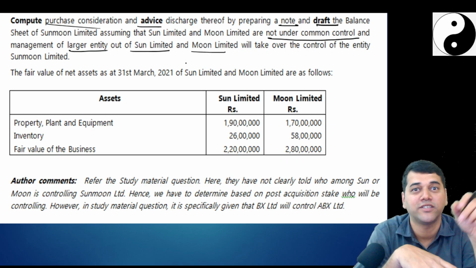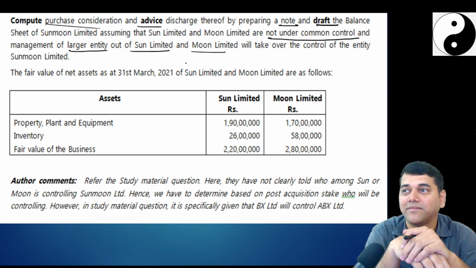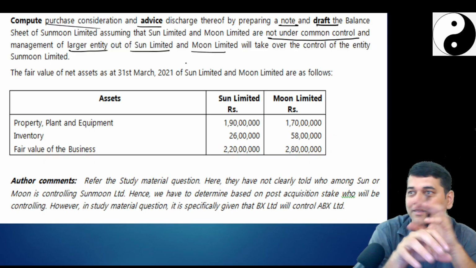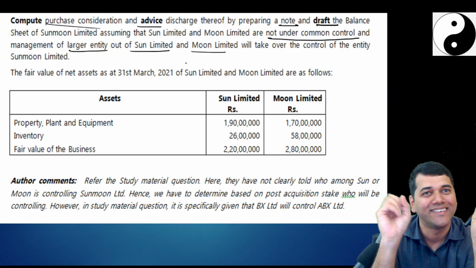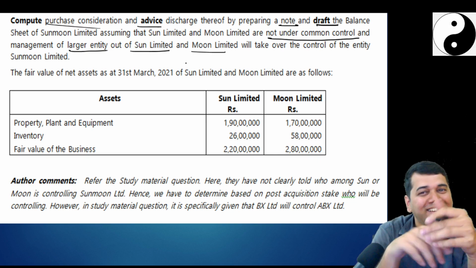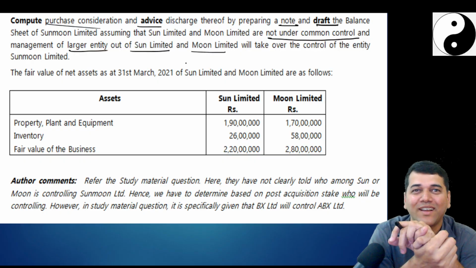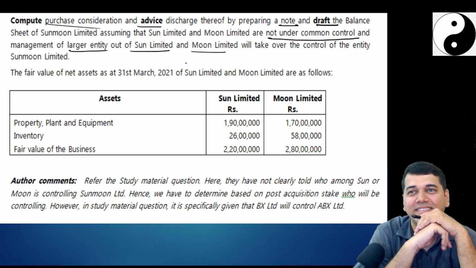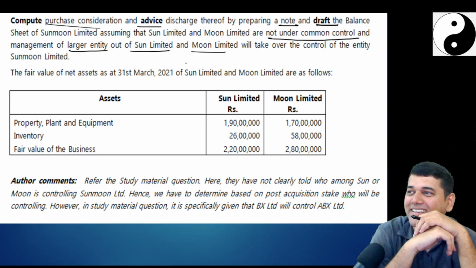In physics language, Sun is large. Moon is small, no. Sun is so big. Here, who is large, who is small? On what basis you will figure out who is large? Huh? Fair valuation.